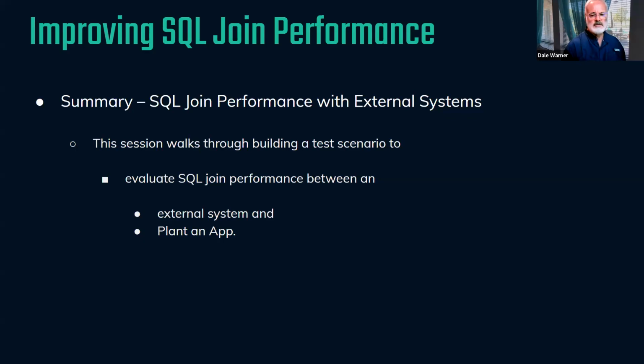In our case, we'll be talking about a CRM system that has many, many records, but it's an external system, so we don't have control over the way the database, the shape of the keys, the unique keys in that database. We just have to use it as it is. And then we're going to have a Plant and App database table that we're going to join that to, and we're going to look at the performance of that and the issues behind it.